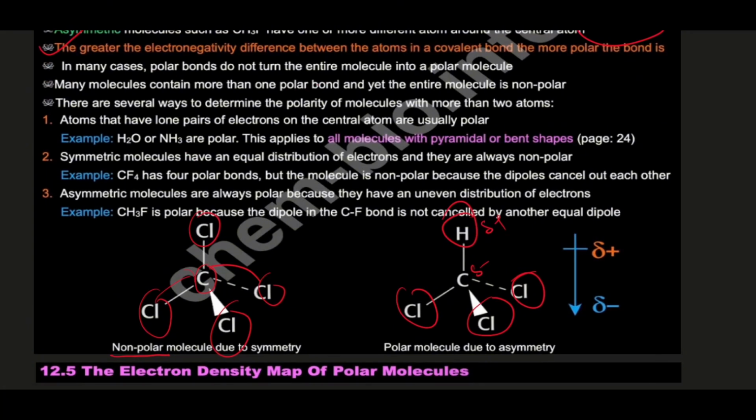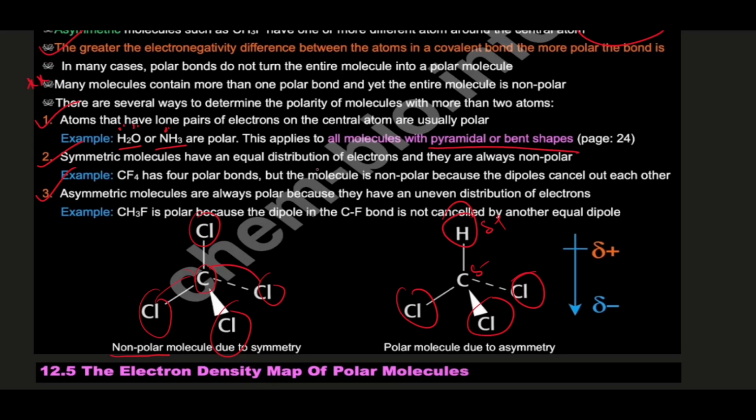Many molecules contain more than one polar bond, yet the entire molecule is non-polar. There are some cases where even though polar bonds are present, the entire molecule remains non-polar. There are several ways you can determine this. For example, atoms with a lone pair of electrons on the central atom are usually polar. Say for instance water and ammonia: water has two lone pairs and ammonia has one lone pair. Easily we can distinguish that both of them are polar. This also applies to all molecules with pyramidal or bent shapes, considering they also have lone pairs.